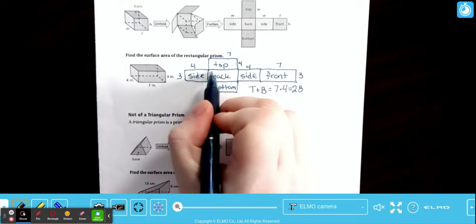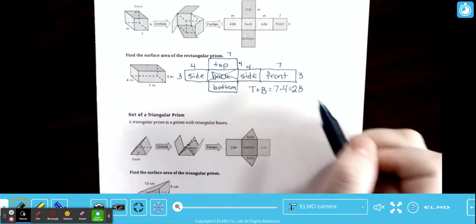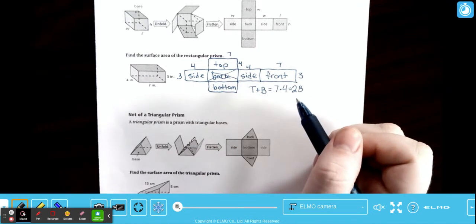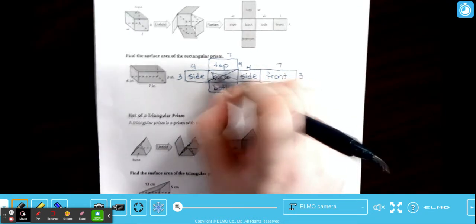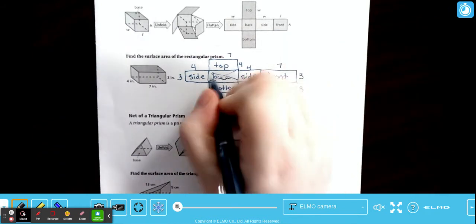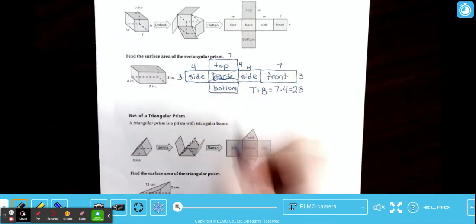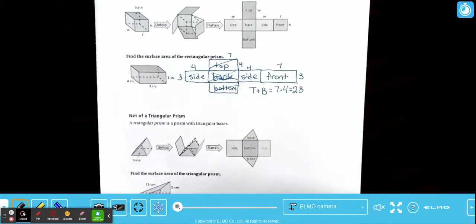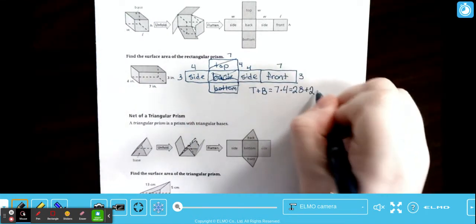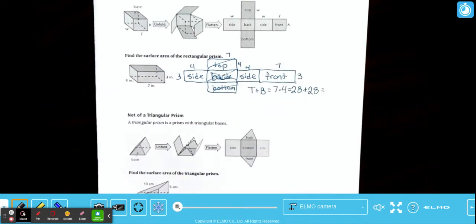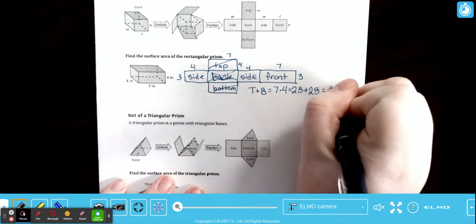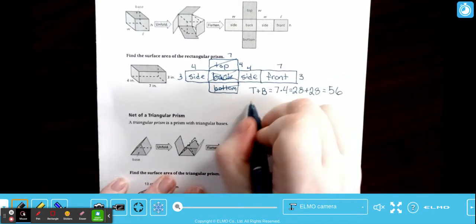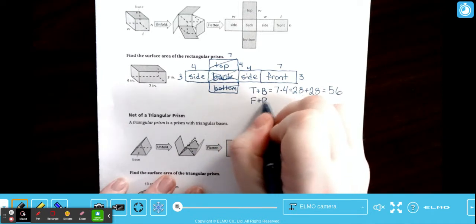Okay, we found the bottom. It was 28. So what's the top? Also 28. So we're going to do 28 plus 28. And then if you had a calculator, you would add them together. But does anybody know off the top of their head what it is? 56. Nice job. Okay, now we're going to do the front and the back.